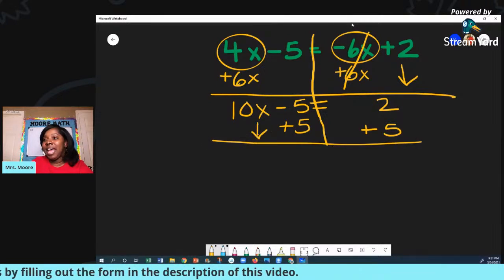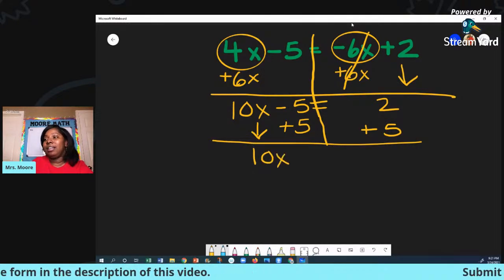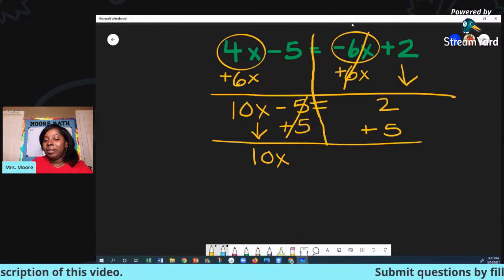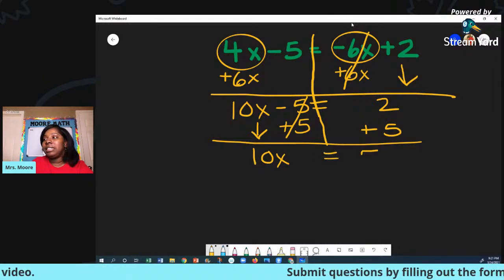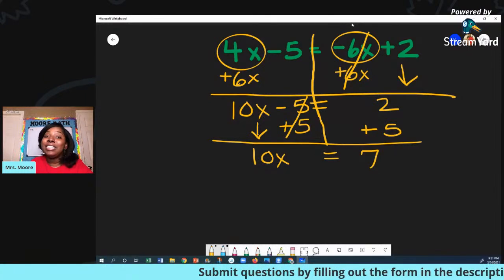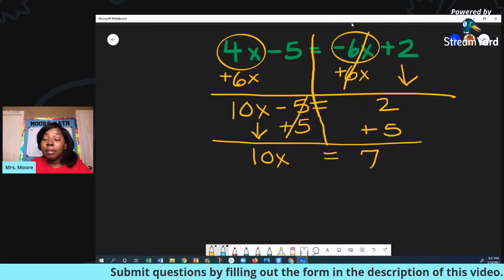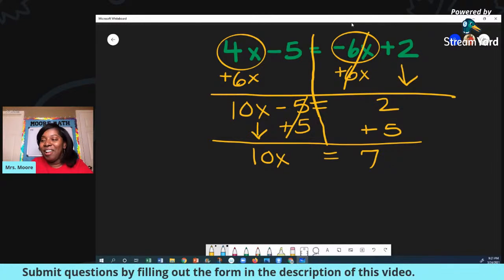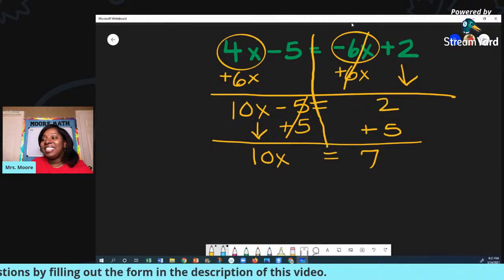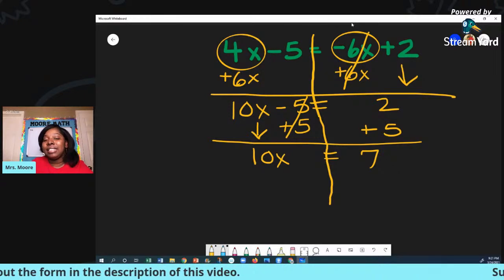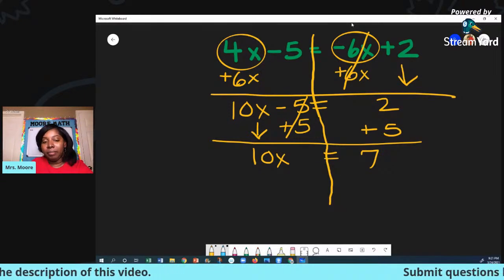Okay, we have 10x. Cross that out, they cancel out, equals 7. All right, now this is going to look really ugly. I'm not even going to lie to you, it's going to look ugly. But, all right, so now we have 10x equals 7.